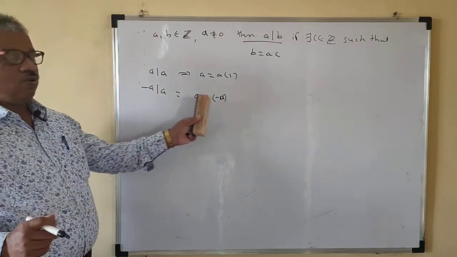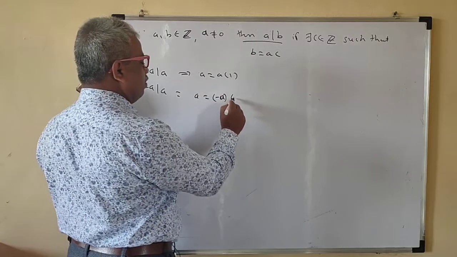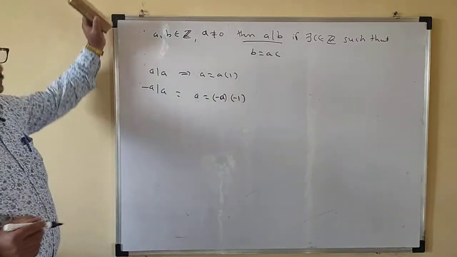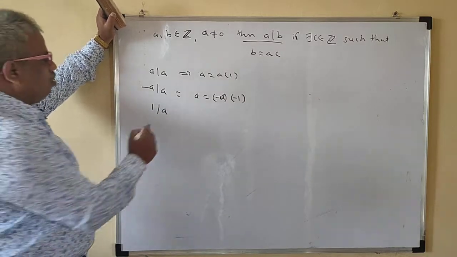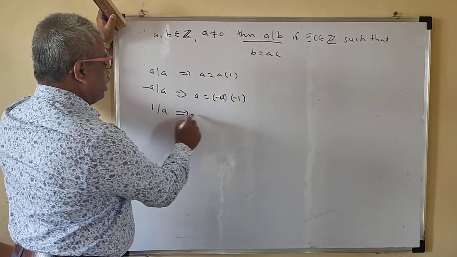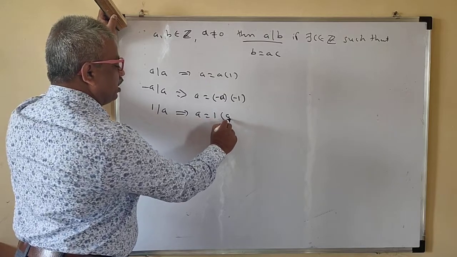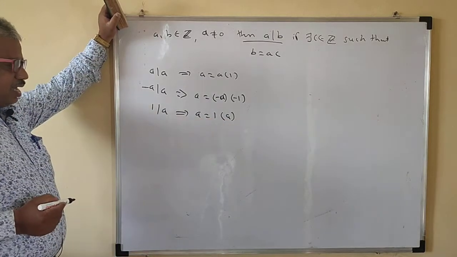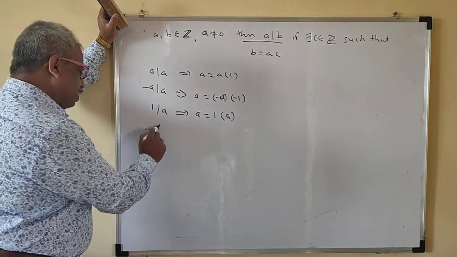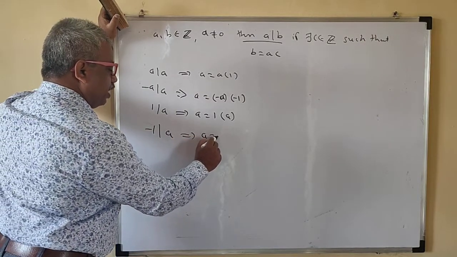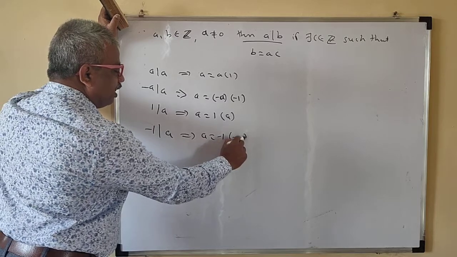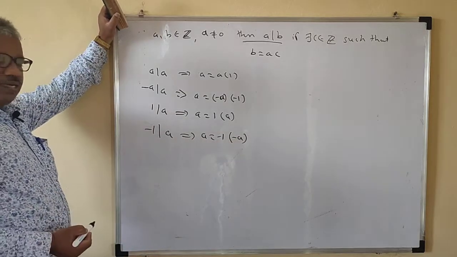A is equal to 1, so I can write this as a minus 1. Can I write 1 divides a? How can we write a? A is equal to 1 times some integer, since a is an integer. I can write a is equal to minus 1 times minus a, and minus a is an integer. Right?